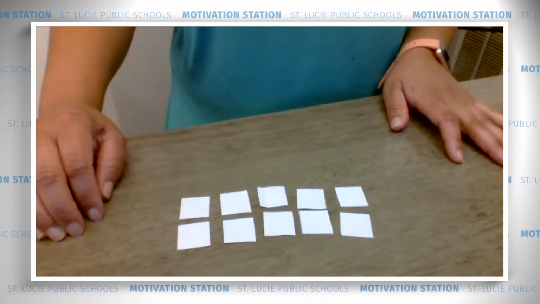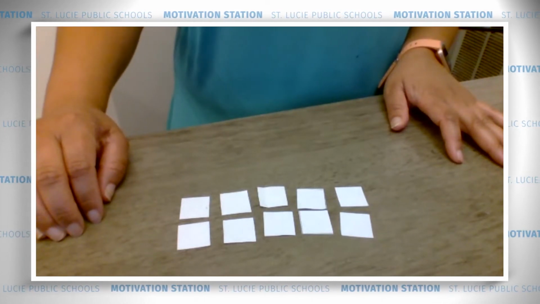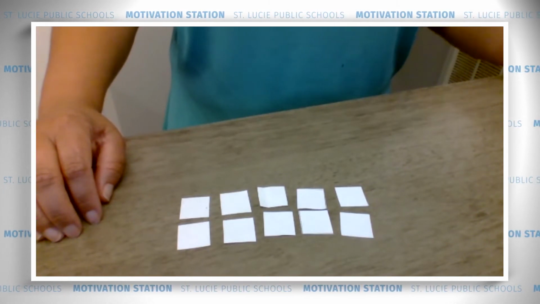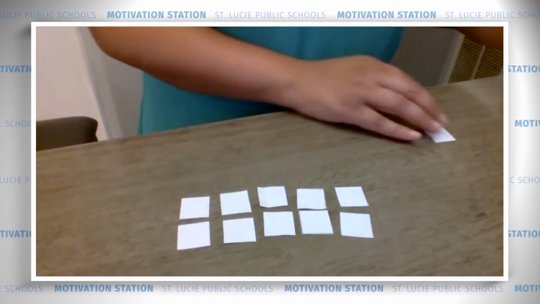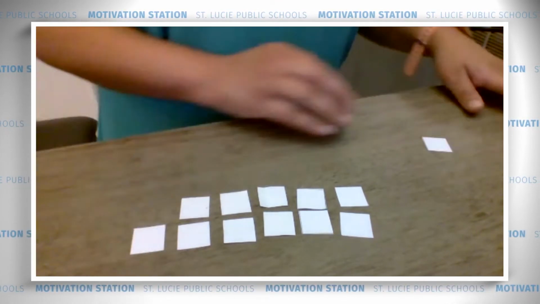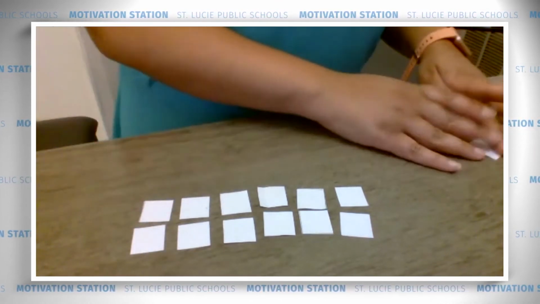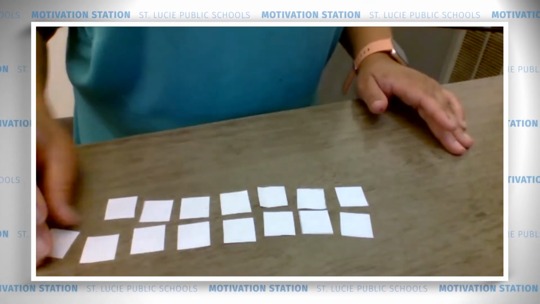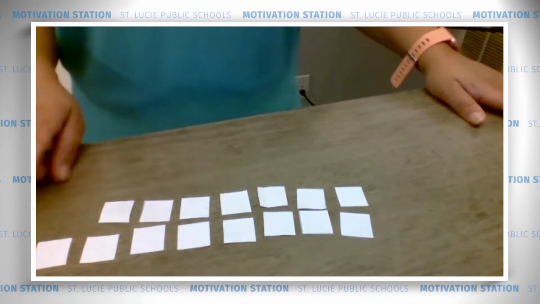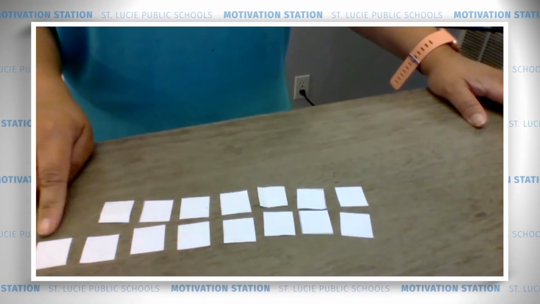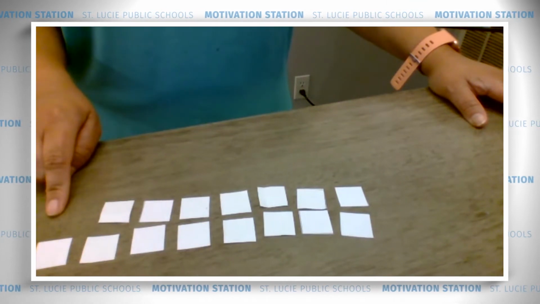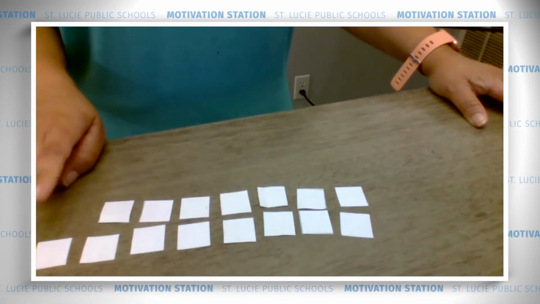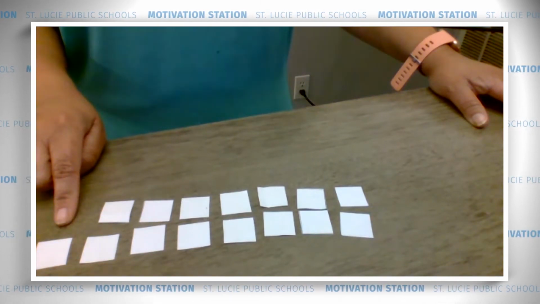Let's try 2 more. We can try the number 15 and determine if 15 is even or odd. So I have 10, and I think I have just enough squares. 11, 12, 13, 14, 15. What happened? Did you notice that we have 1 square without a pair? If you did, you are correct in that 15 is an odd number.